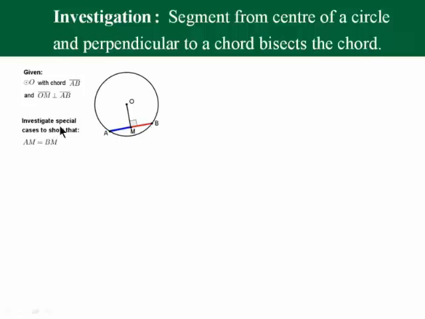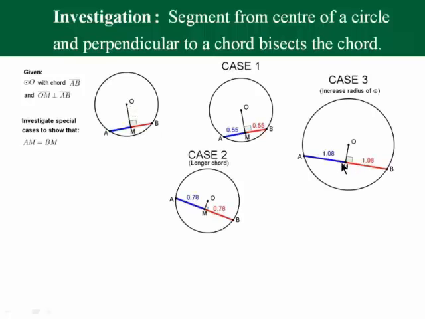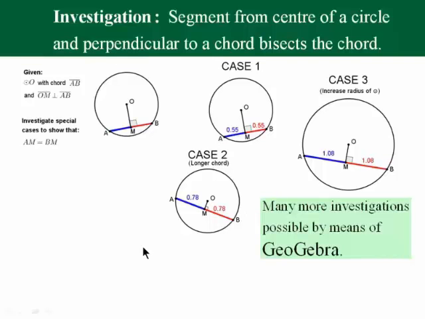We now investigate special cases to show that AM is equal to BM. In other words, to show by investigation that M really is the midpoint of the chord AB, always. So therefore the perpendicular bisects the chord. We can carry out many more investigations with GeoGebra.